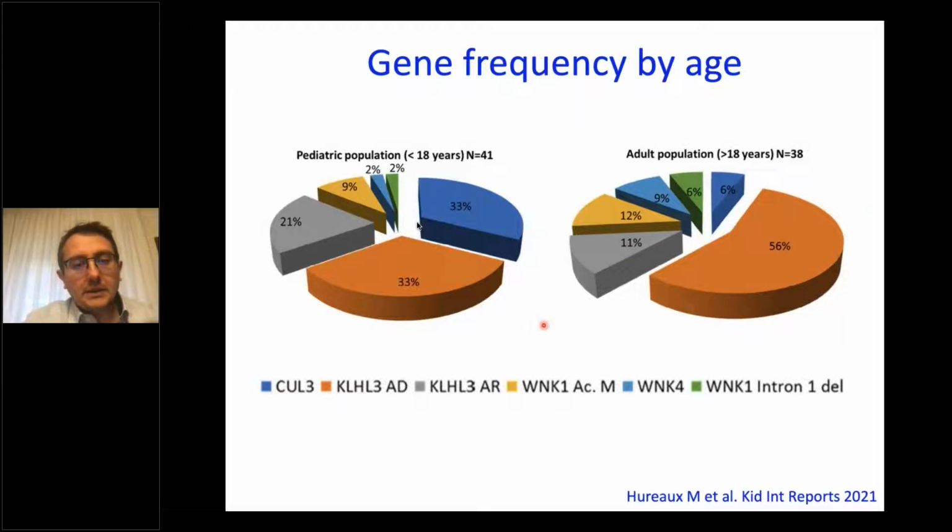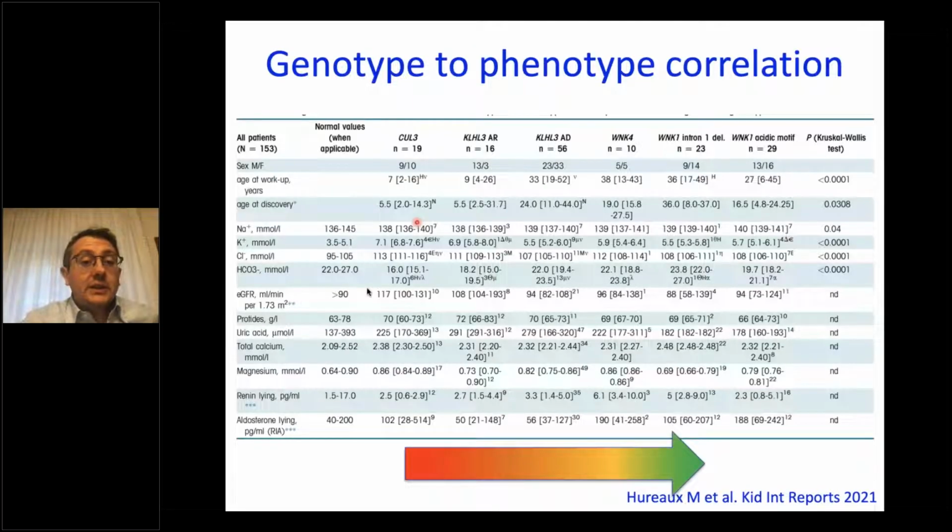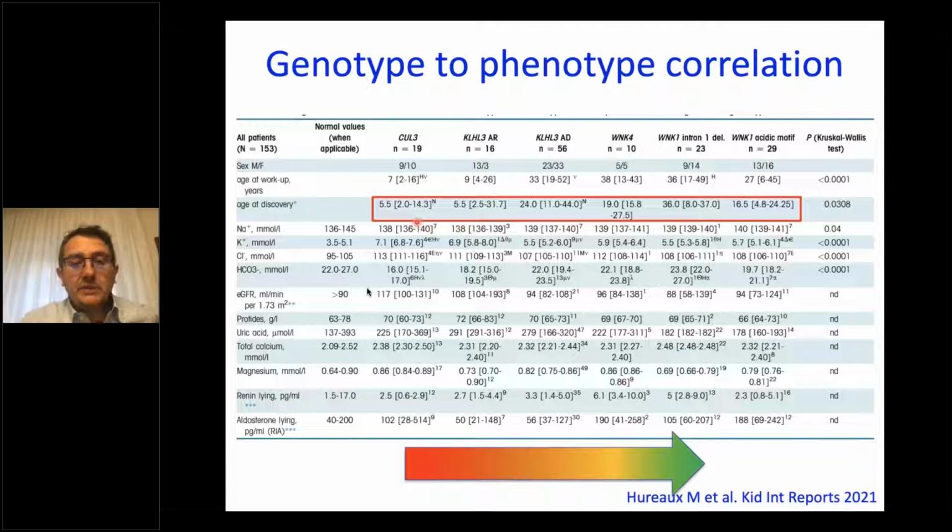This is because Collin3 is a ubiquitous gene, not so specific for the aldosterone-sensitive distal nephron, and so is actually associated with a much more severe phenotype. As recently described in this manuscript, patients with the Collin3 or CUL3 autosomal recessive form have an early age of onset of disease, around 5 years old, while all the other gene mutations are detected and diagnosed in the second and third decade of life.